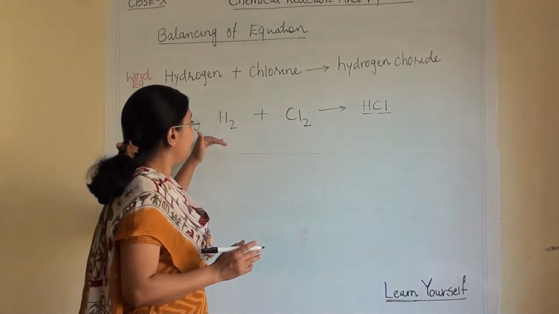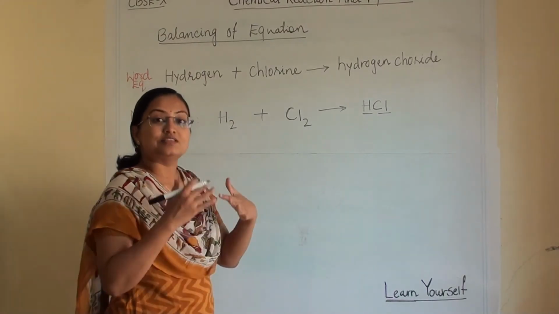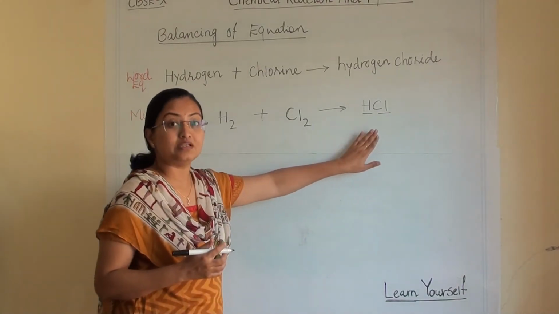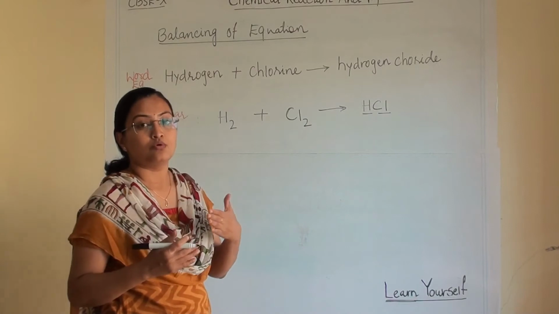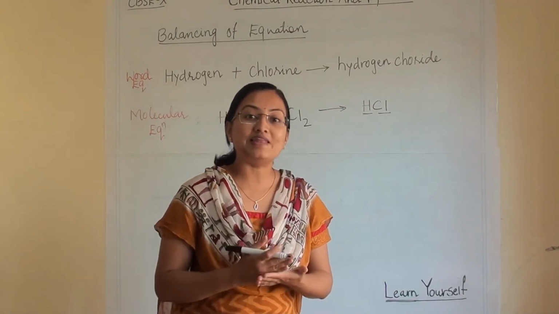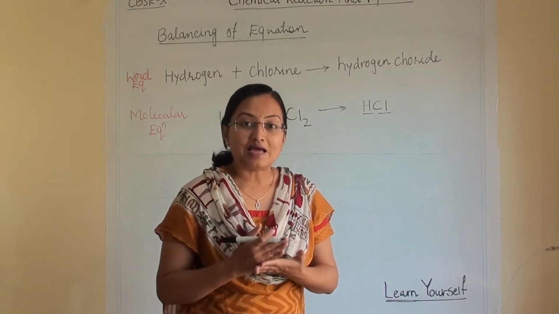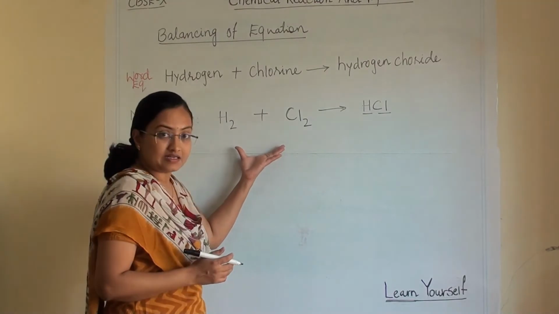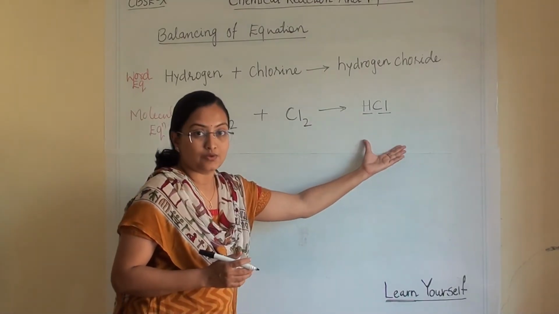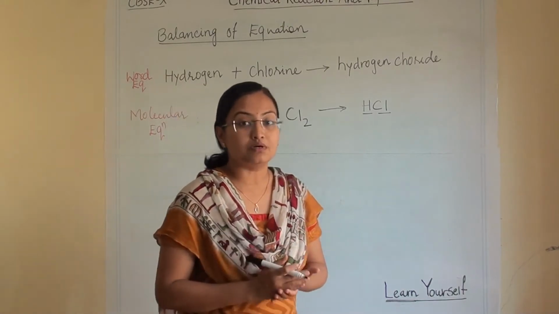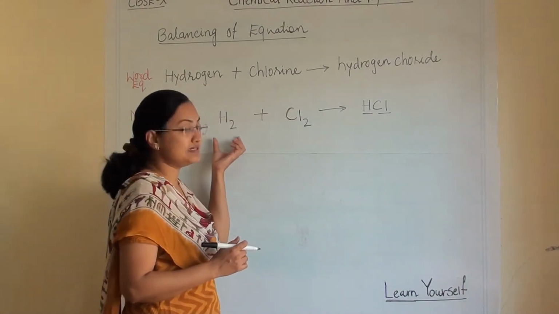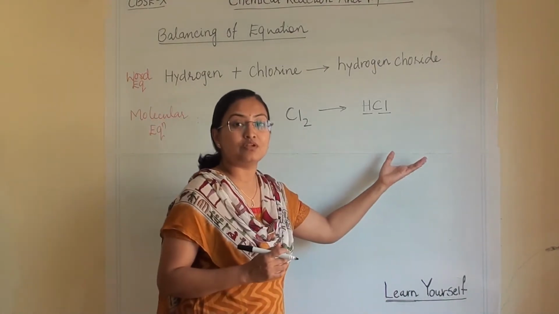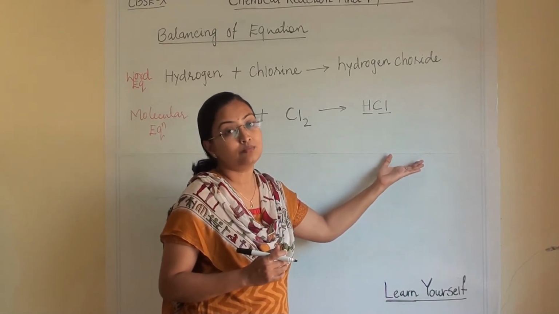Now the first step of balancing the equation is completed, that we have written a molecular equation. This is our molecular equation, but it is not balanced. Now what is the meaning of a balanced chemical equation? A balanced chemical equation is when the reactants and the products have the same number of atoms. That means the number of atoms you have in the reactants, you can see the same number in the product.